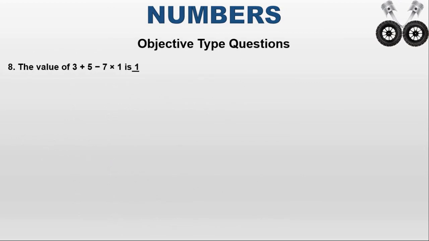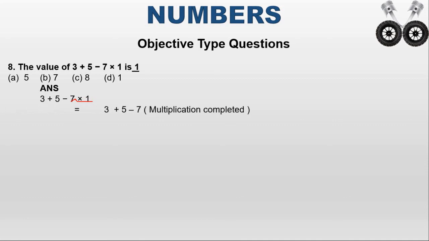So next one is an objective type question. The value of 3 plus 5 minus 7 into 1 is, there are 4 options. Option A 5, option B 7, option C 8 and option D 1. So we have to find it. So 3 plus 5 minus 7 into 1. What are the operators presented here? Plus, minus and multiplication. Which should be executed first? Multiplication should be executed first. So what are the operands here? 7 and 1. So 7 into 1, that is 7.